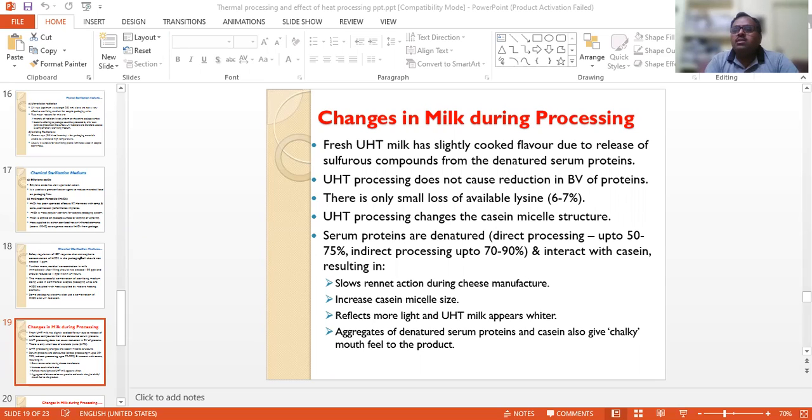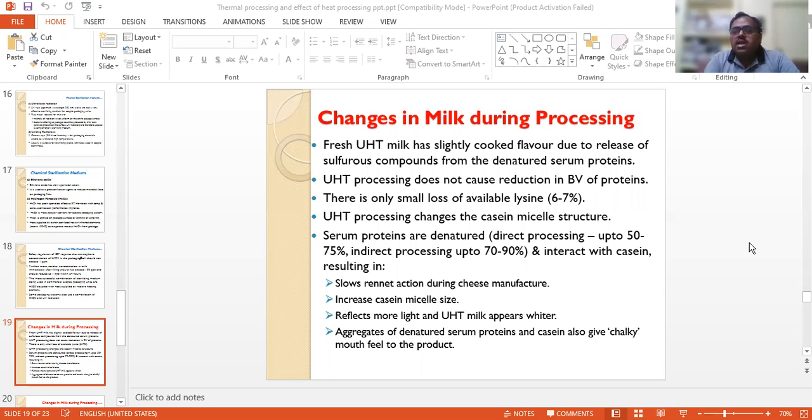So we can see that lysine, which is an essential amino acid, is lost only 6 to 7% due to the UST processing. There are slight changes in casein micelle structure, that is the different forms alpha, beta, gamma, and kappa casein. So the casein structure is somewhat changed, but overall the biological value is retained by the UST processed milk.